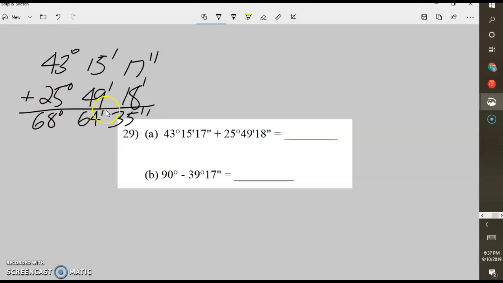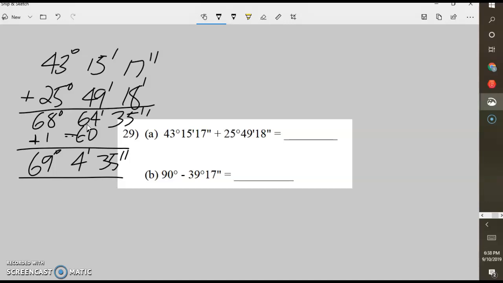But now look, we need to simplify this. This is okay, but 64 is more than 60. So if it's more than 60, we need to subtract that 60 and add it to here. 60 minutes is 1 degree, so you're going to move that up. So that's 35 seconds, and then we're going to have 4 minutes, and then we're going to have 69 degrees. And that will be our final answer.